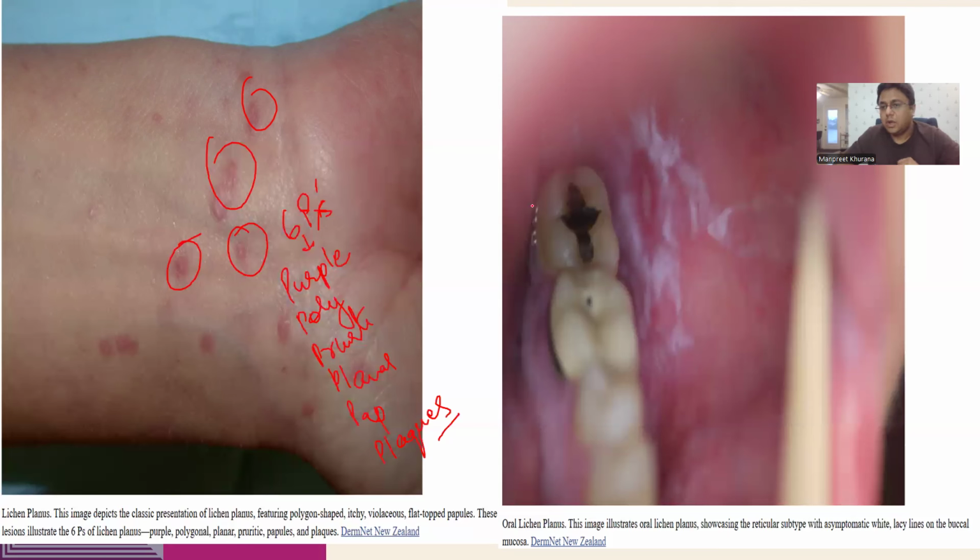If we talk about the oral counterpart of lichen planus, this is on the skin and this is the oral counterpart. The oral lichen planus, if you see, is showing the reticular subtype. There are different types of lichen planus which we'll discuss. This reticular subtype is depicted as asymptomatic white lacy lines on the buccal mucosa. This particular area is the buccal mucosa, and if you see, they are the lacy lines. Even in the explanatory diagrams, it is shown on the buccal mucosa. So the answer is buccal mucosa.